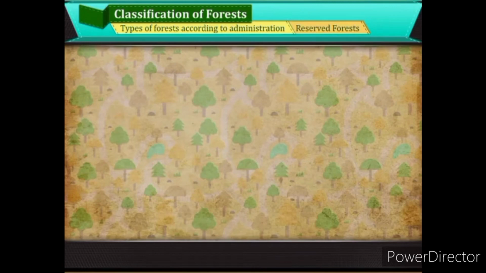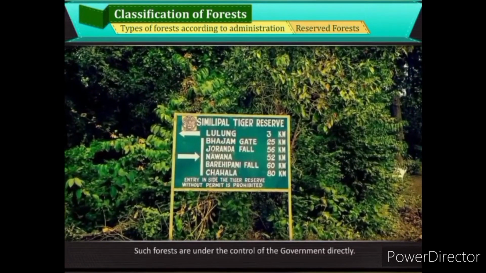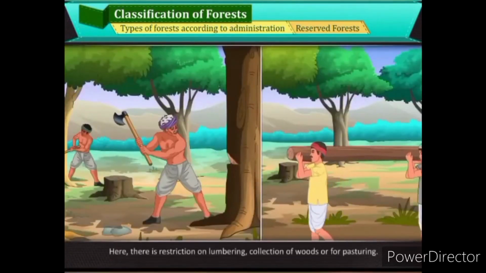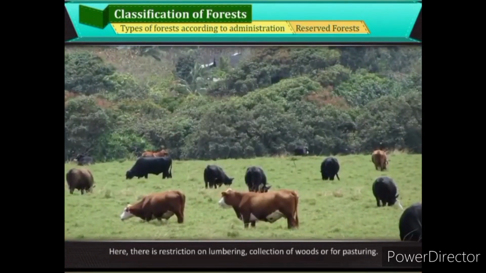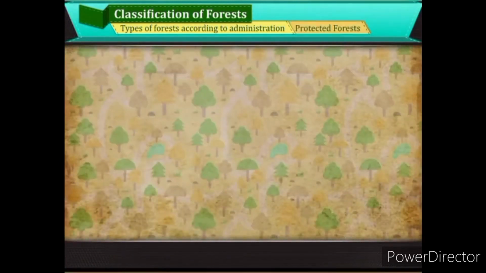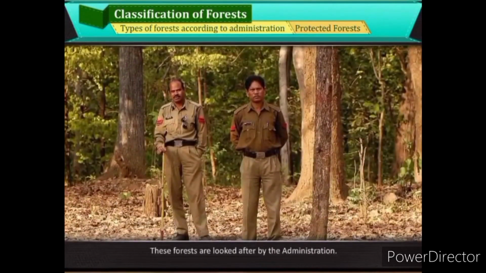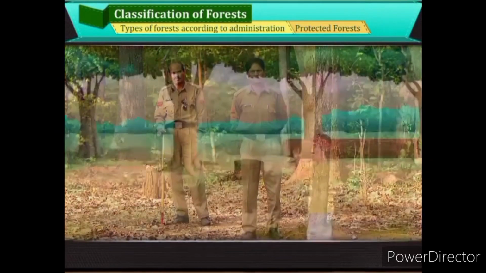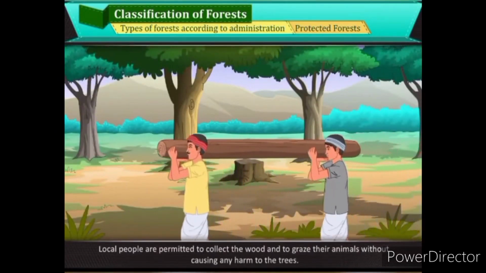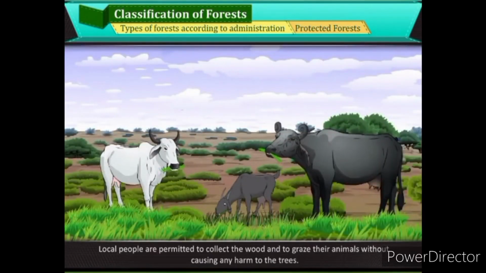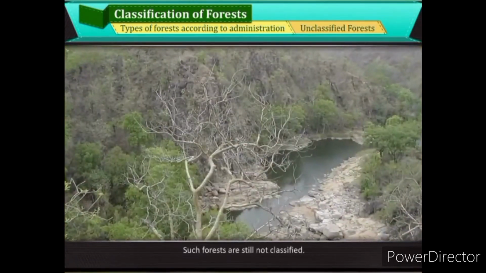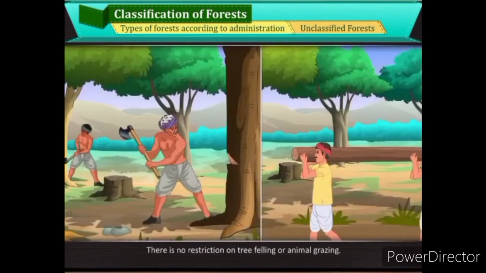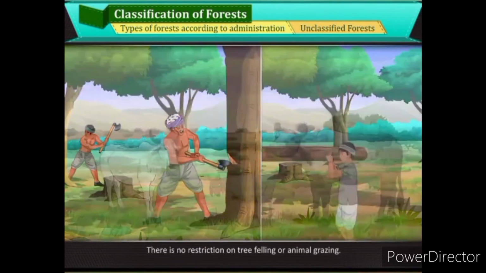Reserved forests. Such forests are under the control of the government directly. Here, there is restriction on lumbering, collection of wood or for pasturing. Protected forests. These forests are looked after by the administration. Local people are permitted to collect the wood and to graze their animals without causing any harm to the trees. Unclassified forests. Such forests are still not classified. There is no restriction on tree felling or animal grazing.